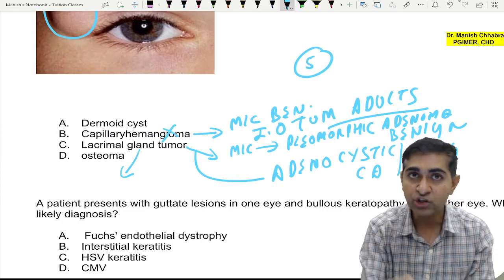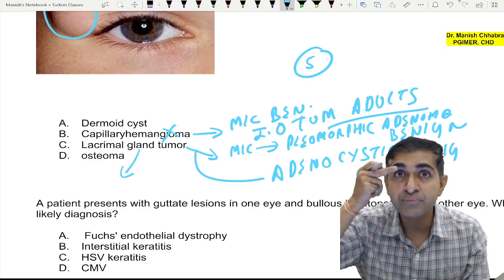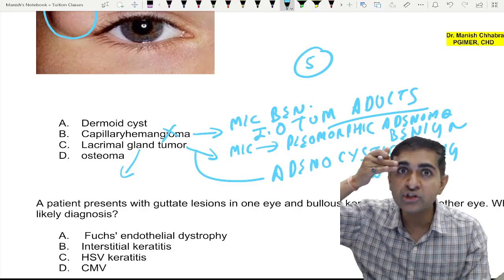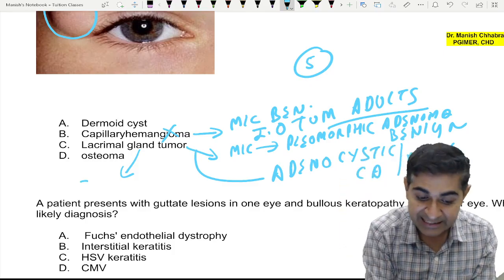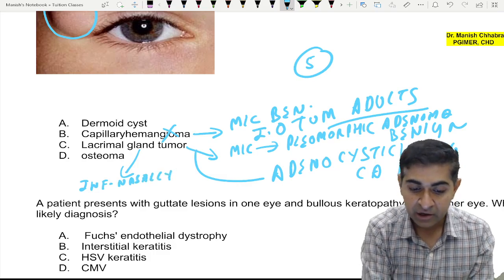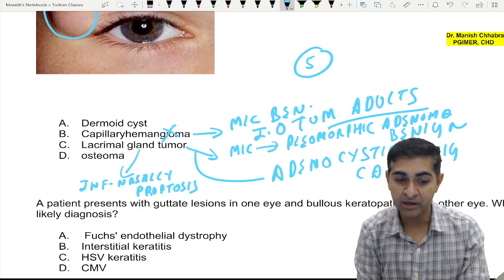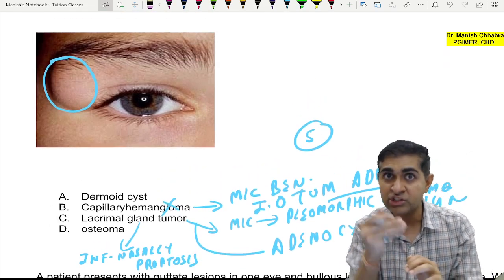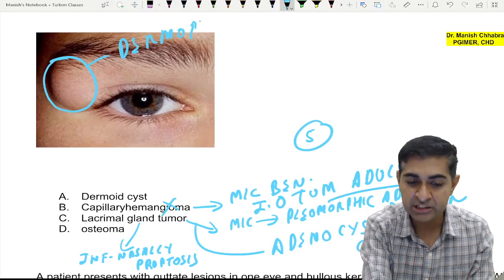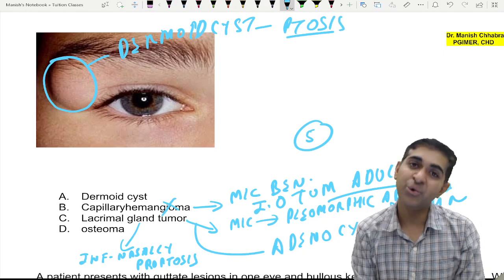The position of the lacrimal gland is superotemporal, right? If there is a lacrimal gland tumor, it is going to push the eyeball inferonasally. So there is typically inferonasal, non-axial proptosis. Of course, there can be associated ptosis. Ptosis can be seen in dermoid cyst as well. Ptosis can be there.